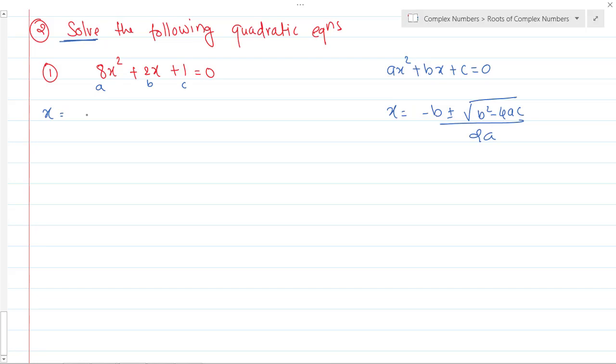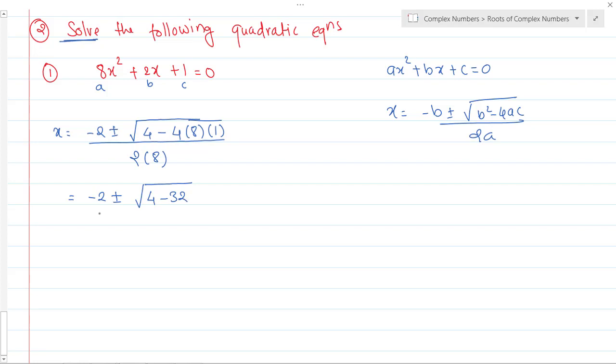So minus b means it is minus 2. So x equals minus 2 plus or minus root of b square. What is b square? It is nothing but 2 square, so 2 square becomes 4. Minus 4 into a, which is 8, into c, which is 1, upon 2 into a. So 2 into a becomes 2 into 8. Perfect. So let's open this. Minus 2 plus or minus root of 4 minus 32, divided by 8 into 2, that is 16.